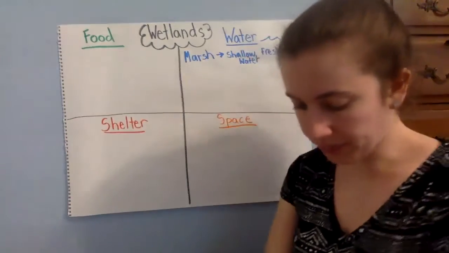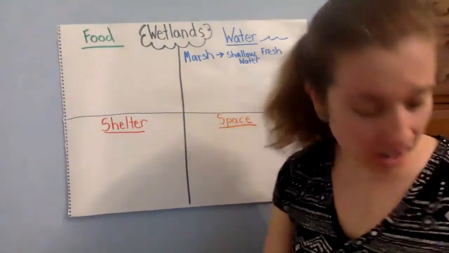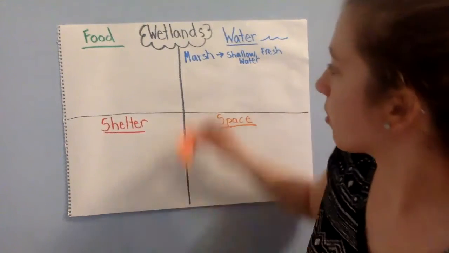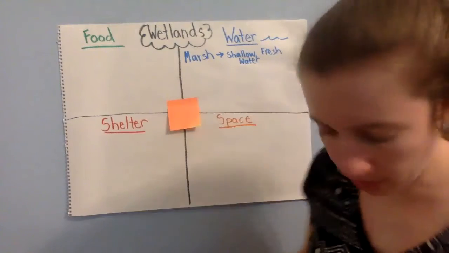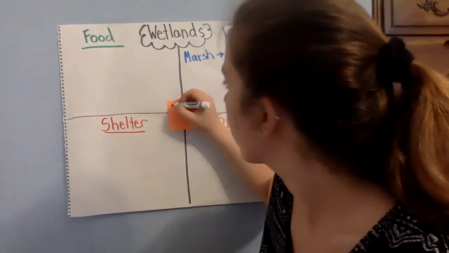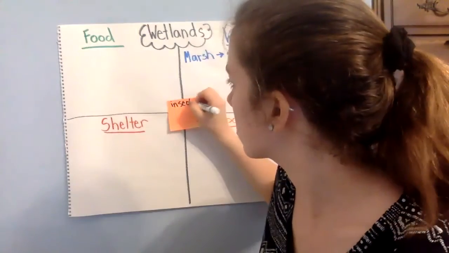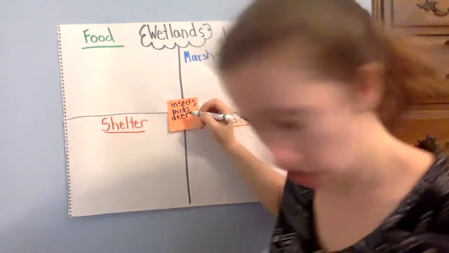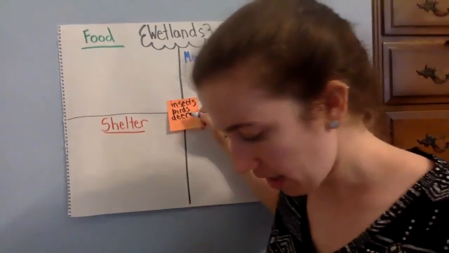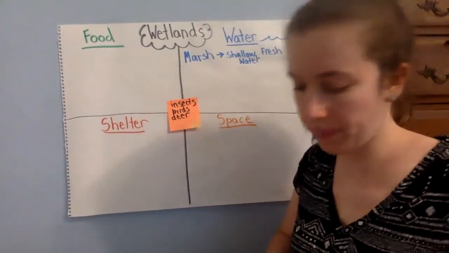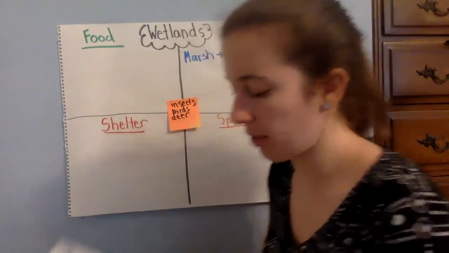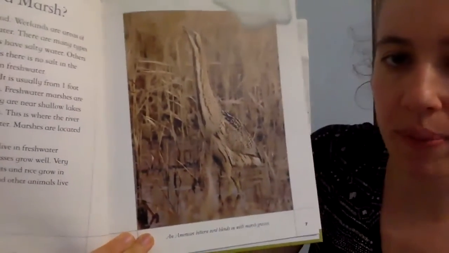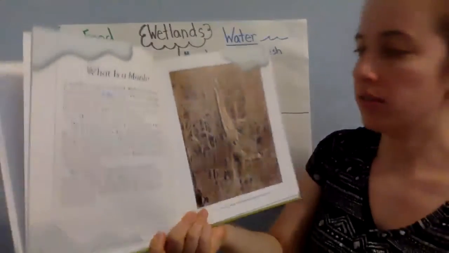So I'm realizing that grasses grow here, and I realized that I didn't leave a spot on this chart for food, for animals. So I'm just going to put a Post-it right here in the middle. We've learned insects, birds, deer are types of animals that live here, right? And here's a picture of an American bittern bird. Blends in with the marsh grasses. All right, let's keep going.